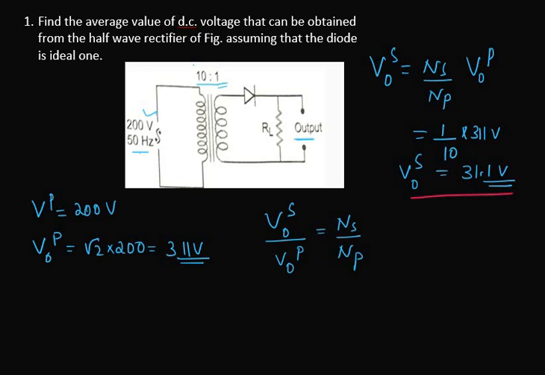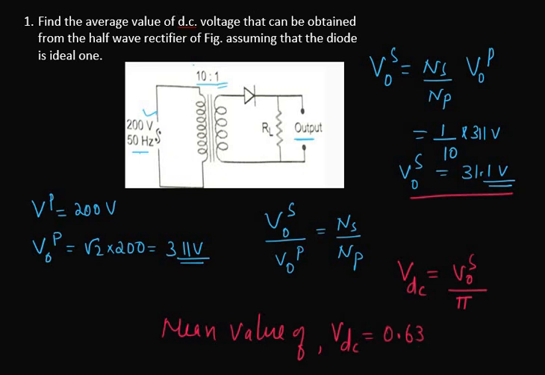After this, we can find the average value of DC, which is nothing but the peak value of secondary divided by pi. So we can write VDC, the mean value of DC, is equal to 1 by pi, which is 0.637, into the secondary voltage, that is 31.1. Once you do this, you will get 19.81 volt. This is the final answer.